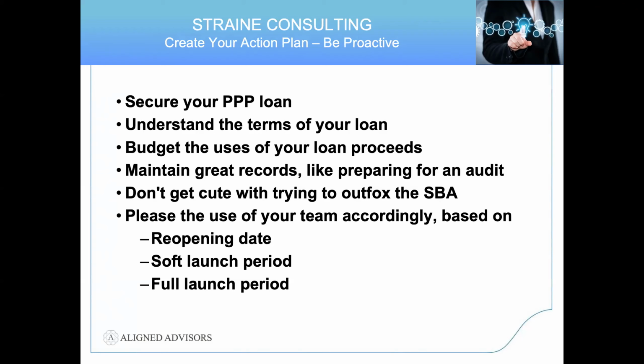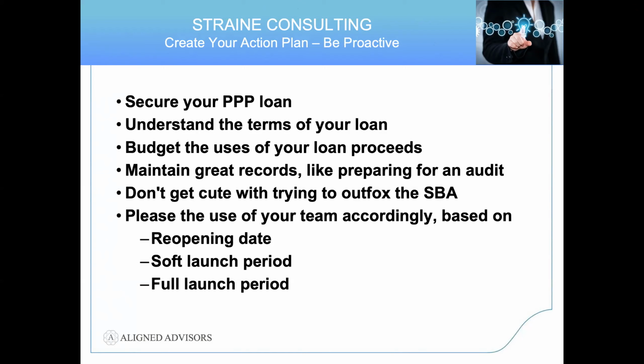At the very least, you're going to get some method of calculation for forgiveness. And for whatever's not forgiven, you can either pay it back when that forgiveness is determined, or you can borrow it at 1% over the balance paid out over 2 years. Budget the uses of your loan proceeds. Don't use it for anything other than what it's spelled out for. You can't use it for your car payment.